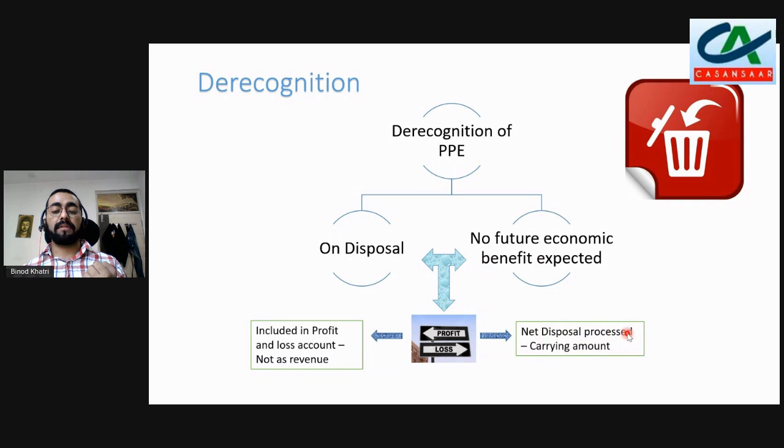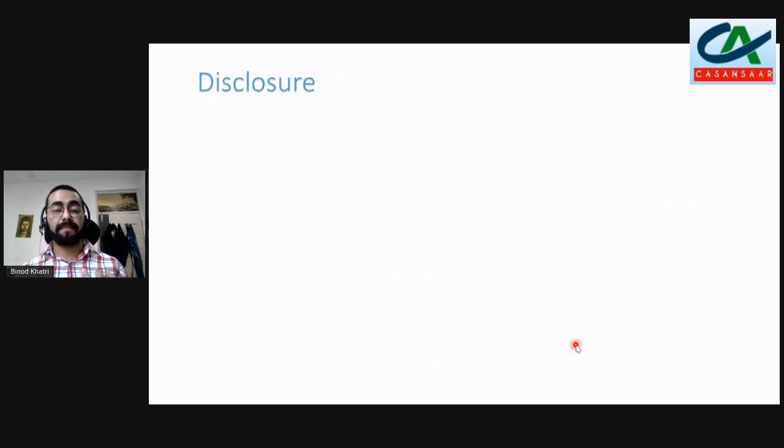Net disposal proceed means any amount you receive on sale, less the carrying amount, which means any amount capitalized in the books, or the book value of that asset on the date of sale or disposal. So that will be the profit or loss on sale or disposal or de-recognition of PPE.